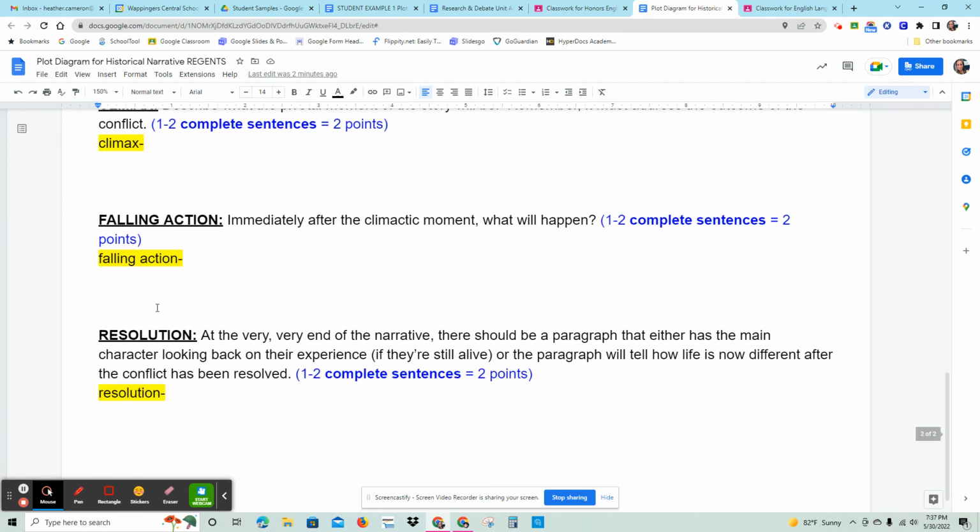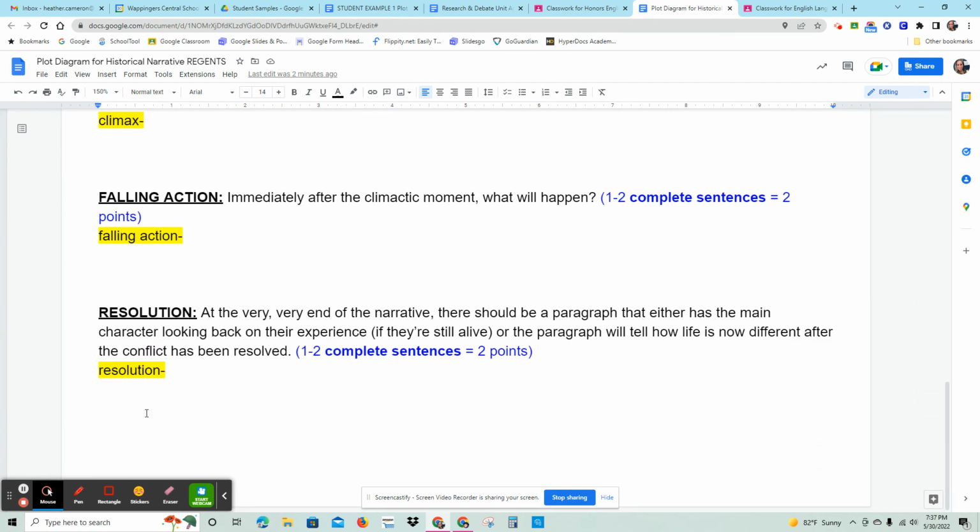And then the resolution is going to be, again, pretty brief. It says the very end of the narrative, there should be a paragraph that either has the main character looking back on their experience, if they're still alive, or the paragraph will tell how life is now different after the conflict has been resolved.